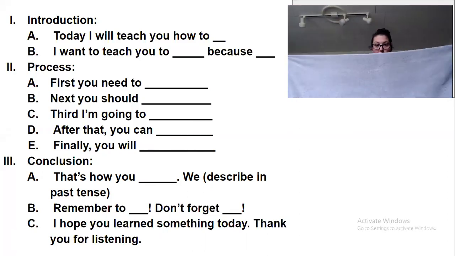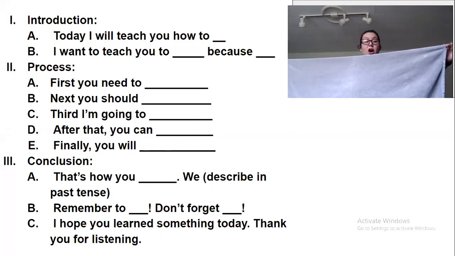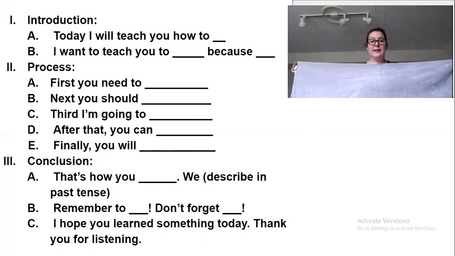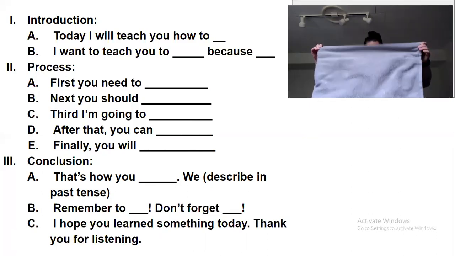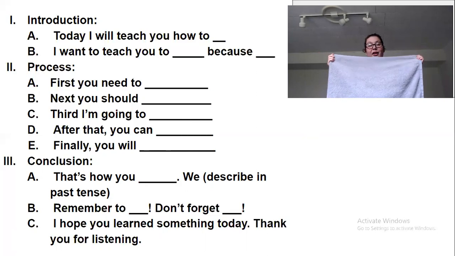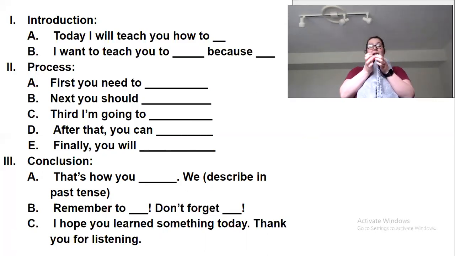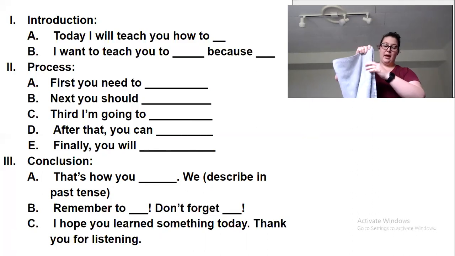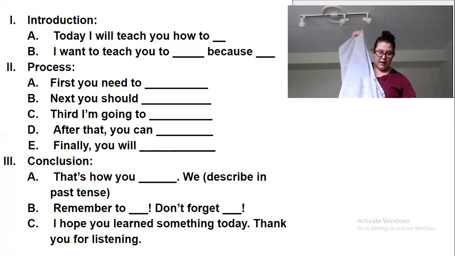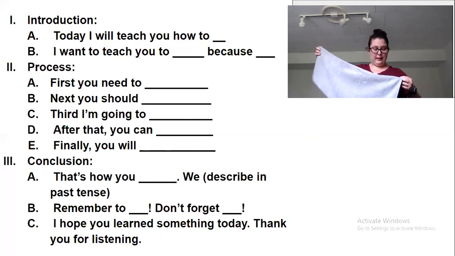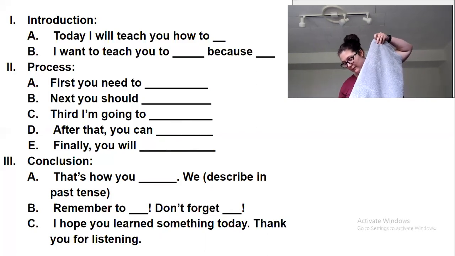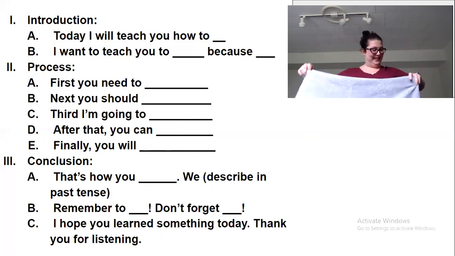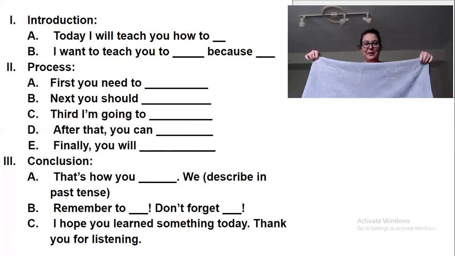First, you need to hold the towel straight out long ways. Next, you should fold the towel in half to make a square. Third, I'm going to fold the towel in half again and make sure all of the edges are even and flat. I'm not doing a very good job. So now I have a long rectangle.